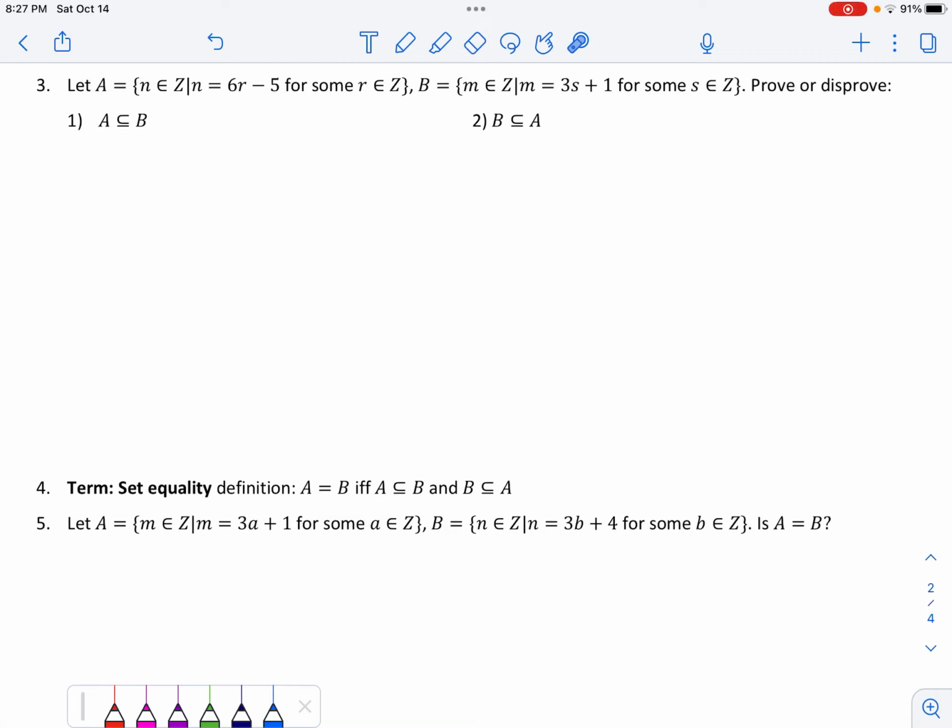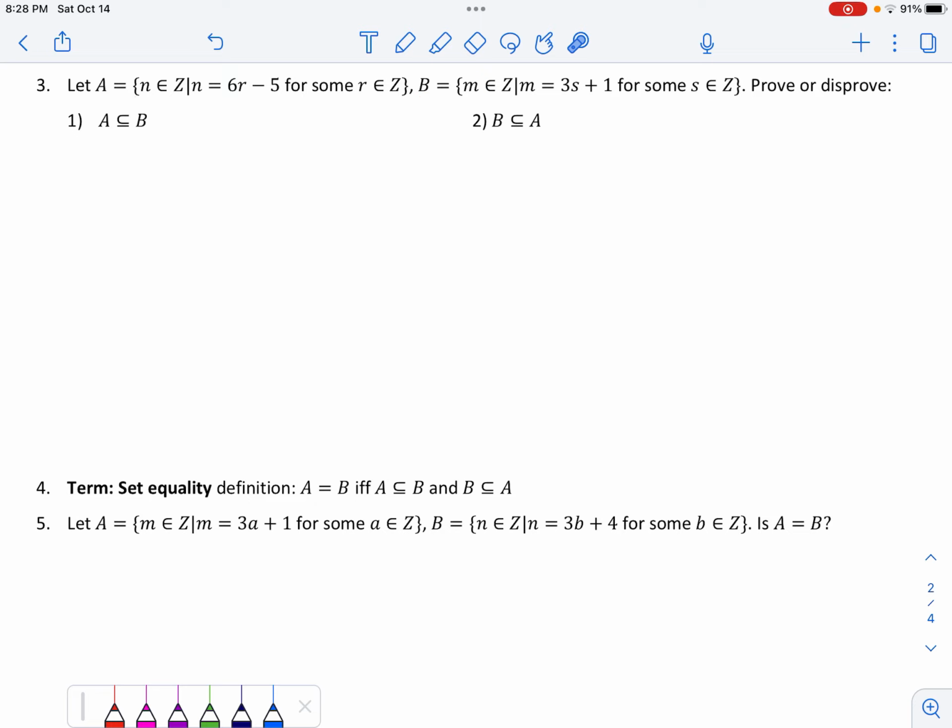Now we are going to look at how to prove or disprove that a set is a subset of another set. We are given two sets. Set A contains integer n, where n is equal to 6r minus 5 for some integer r. So in other words, any n that can be written in this form, those numbers are in set A.